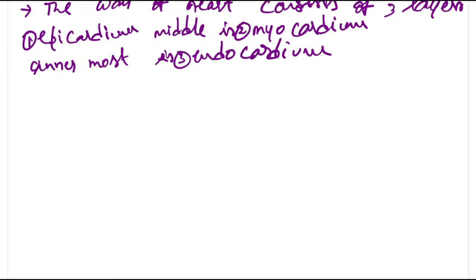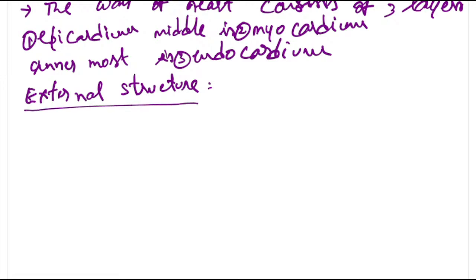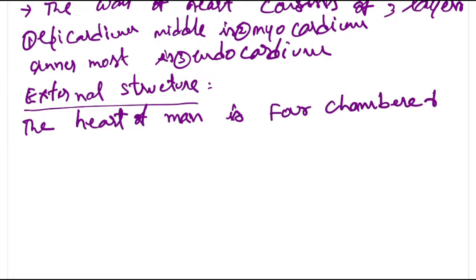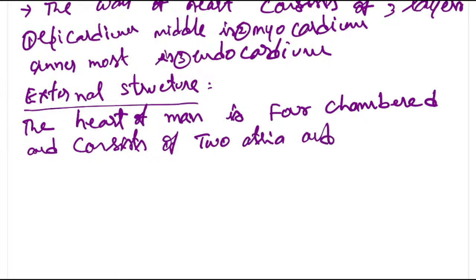Next, external structure of the heart. The heart of man is four-chambered and consists of two atria and two ventricles.